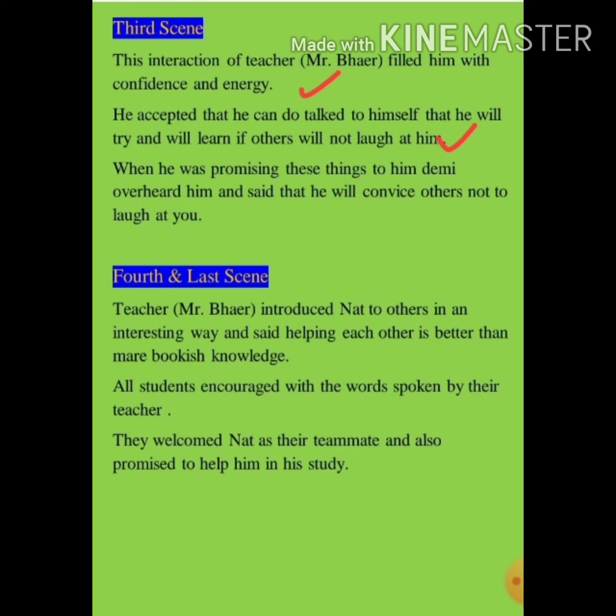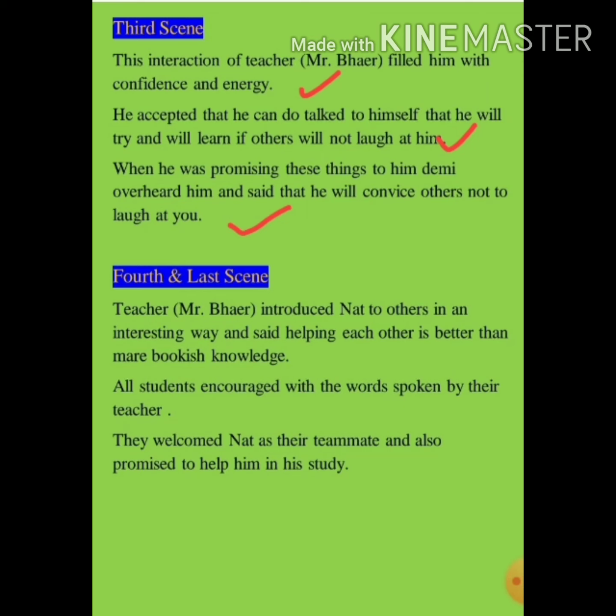But one more problem was there. He was still fearful that if others laughed, he would not be able to perform. But now he is in a much better position and he thinks that he can do it. Okay, now come to the next scene of the story. This is the fourth and last scene.